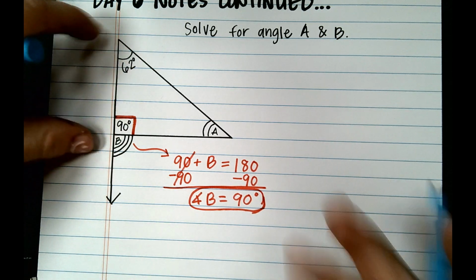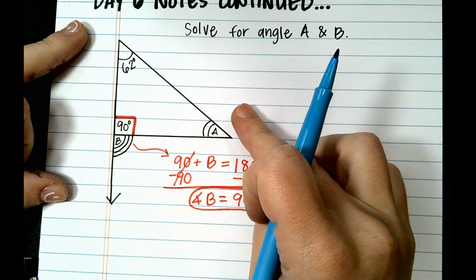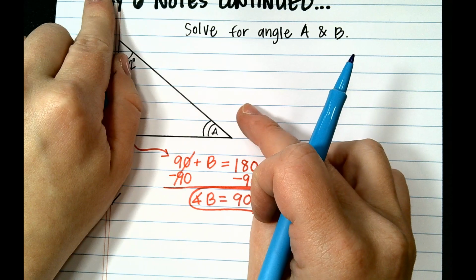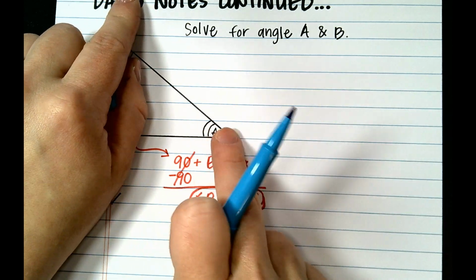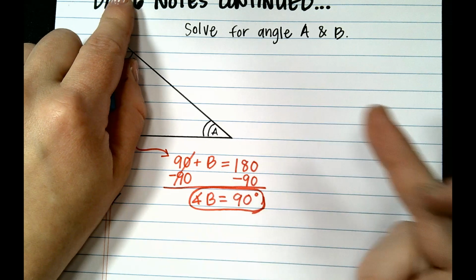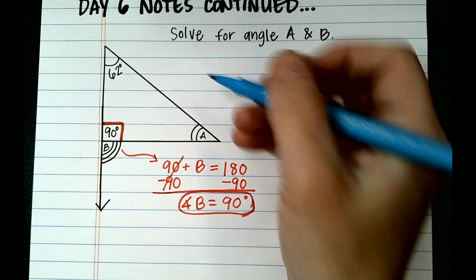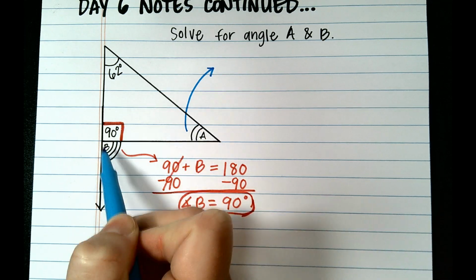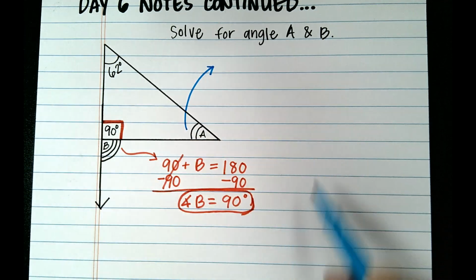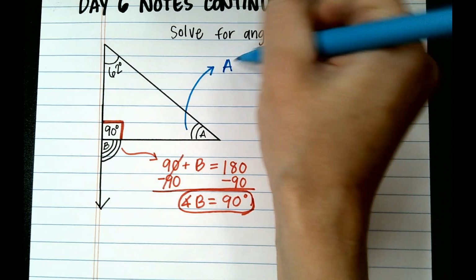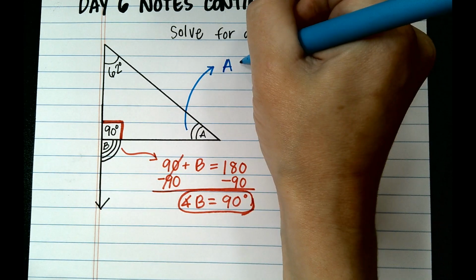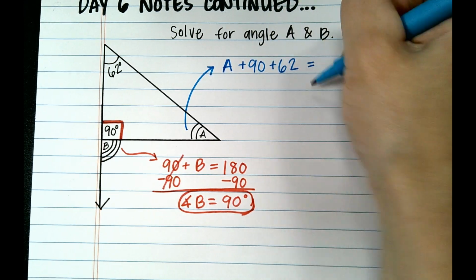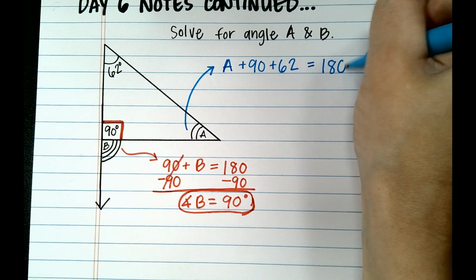So if I have 180 degrees total, I already know this is 62, I already know this is 90. If we take those away from 180, what's left is going to be the measure of angle A. So let's set this up as an equation. I know that angle A plus 90 plus 62 all together makes 180 degrees. So A plus 90 plus 62 equals 180.